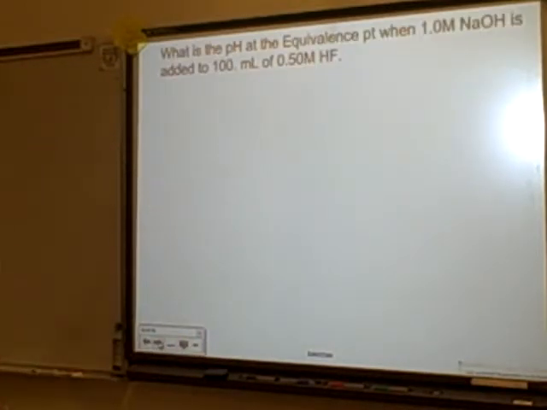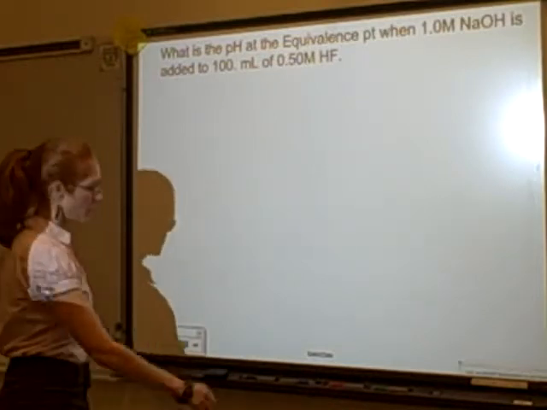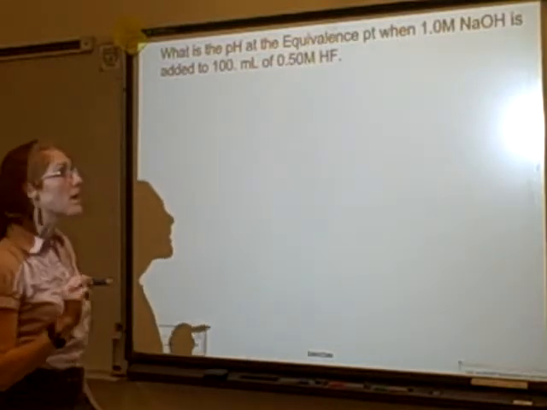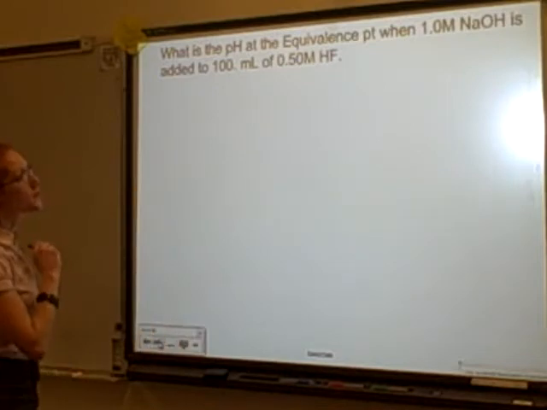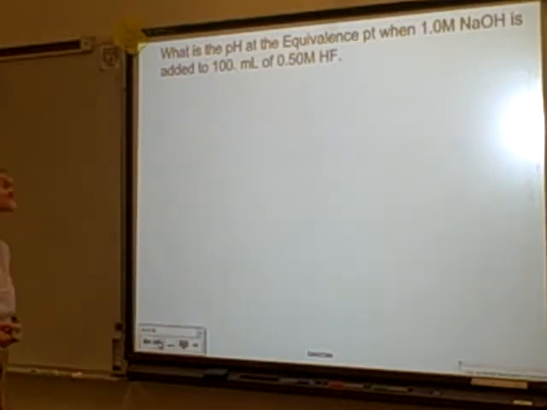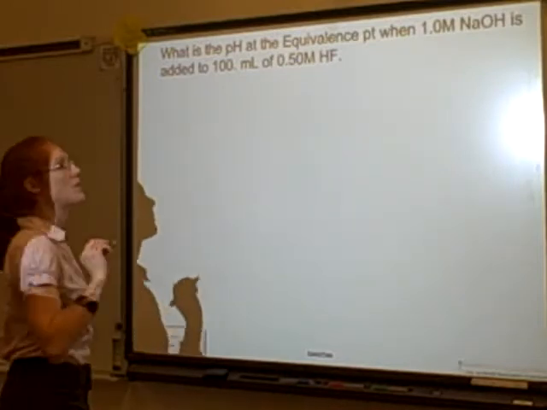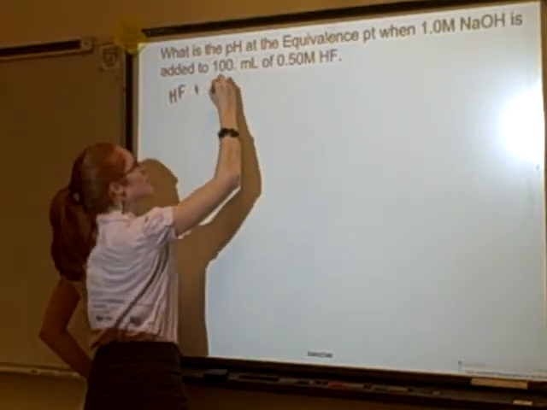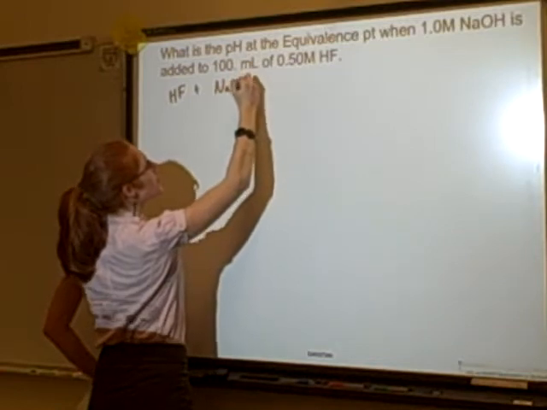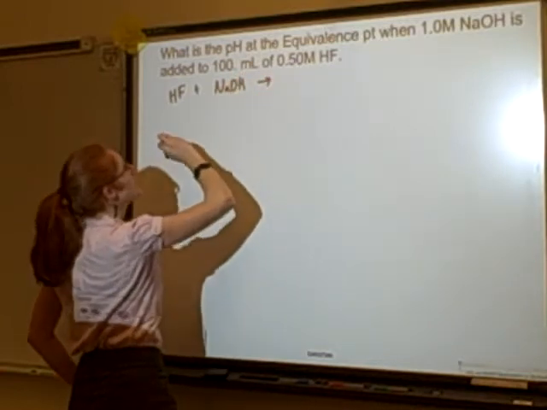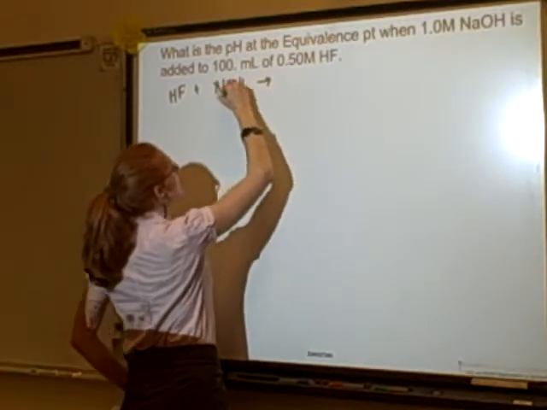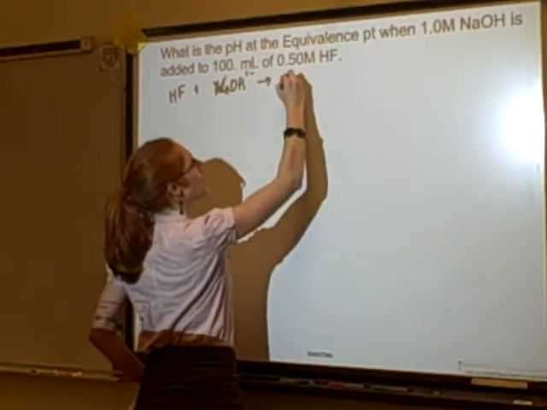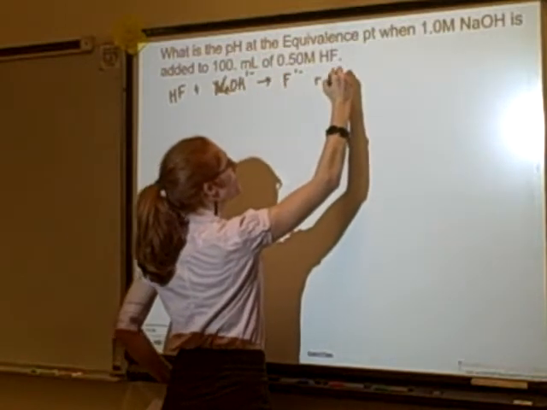Let's try one. What is the pH at the equivalence point when 1 molar sodium hydroxide is being added to 100 milliliters of 0.5 molar hydrofluoric acid? I'm going to write out this equation. I've got hydrofluoric acid. I'm adding sodium hydroxide. They react 100%. So I'm going to have fluoride, and I'm going to have water.